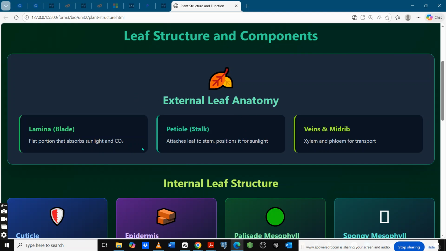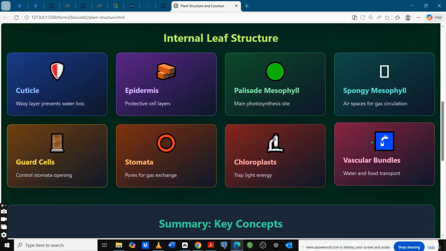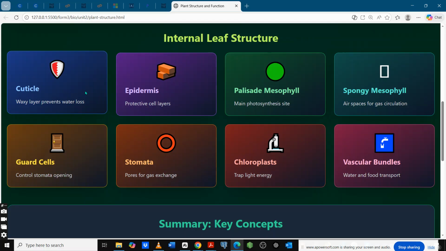The leaf also has veins and midrib. These are xylem and phloem for the transport system. When you look at the internal structure of a leaf, you have the cuticle. The cuticle has a wax layer. Its main function is to prevent water loss. There are so many functions. Then we have the epidermis. This is a protective cell layer.